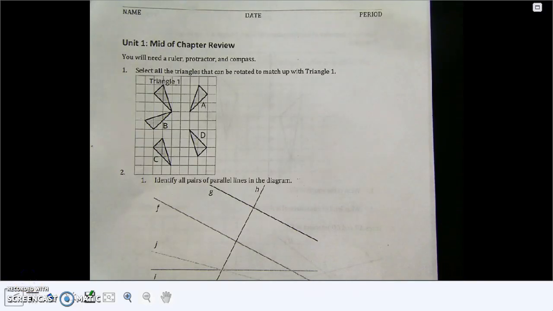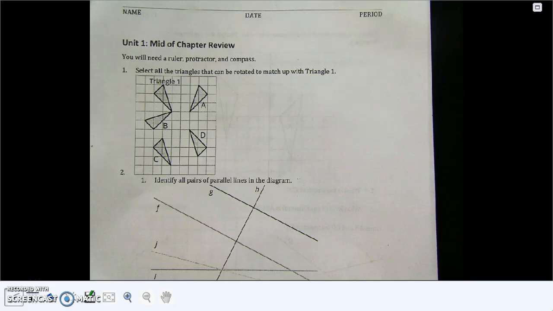Hey, Matthew. So this is the middle of the chapter review because you're going to take a test tomorrow. This assignment is designed to just help you study. I'm not putting it in the grade book. What's going to go in the grade book is your test score.